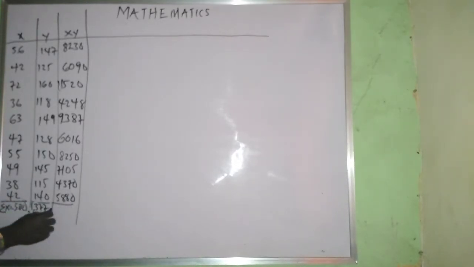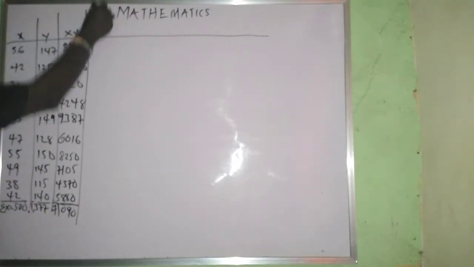5, 8, 8, 0. Now, if I sum it up, which is my summation, my total number, it will sum up to 71,090. That is my sum up. I'll move on to my y square.